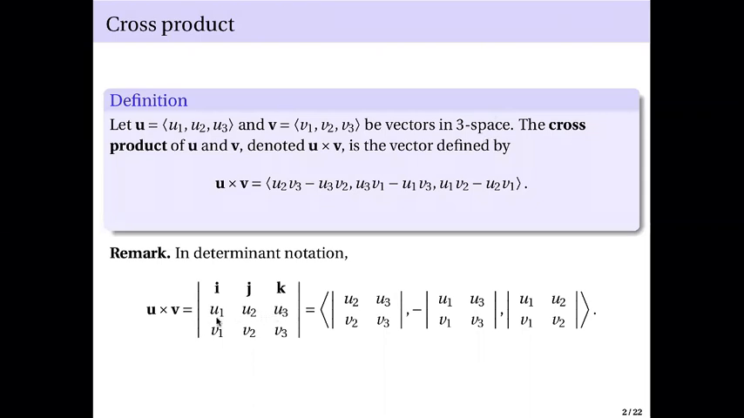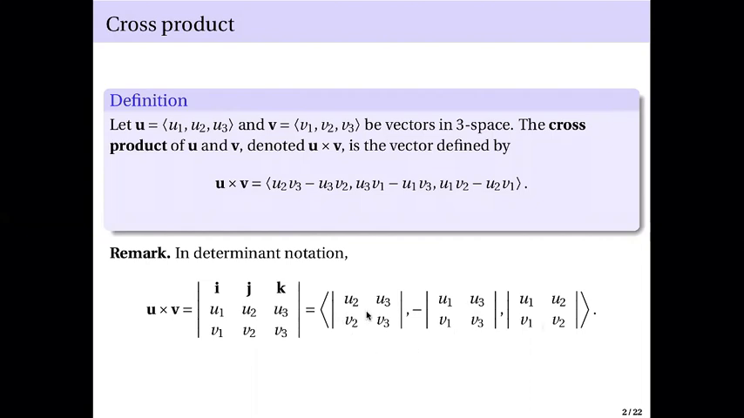On the second row, you have the components of u, the components of the first factor. So our first factor here is u, so you have u1, u2, and u3. And on the last row, they are the components of the second factor v, so the last row is v1, v2, v3. So if you calculate this determinant, you will obtain this guy here.